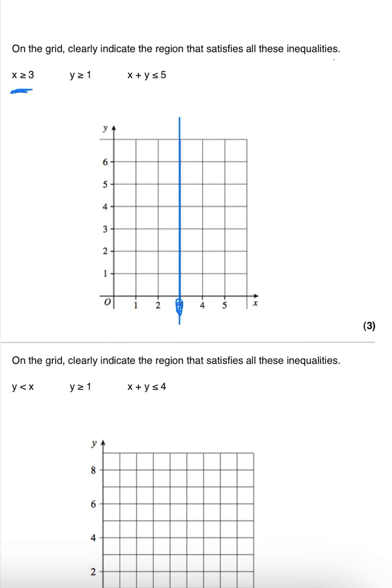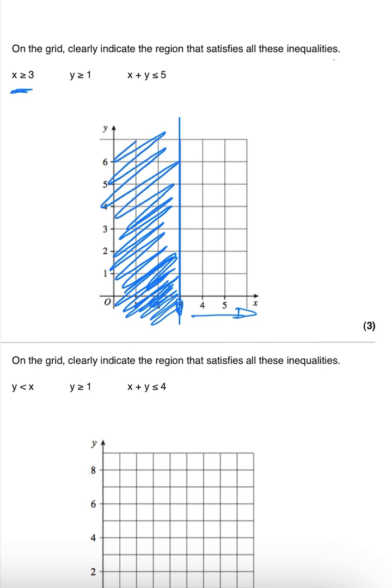Now that's going to be all of these values in this direction. So we know that the value that we're looking for has to be somewhere above on the right-hand side of that line. So where's the unwanted region then? It's below. When I say below, I mean where the values are less than 3. So we shade everything else that's less than 3 on the x-axis, and that's the first part done.